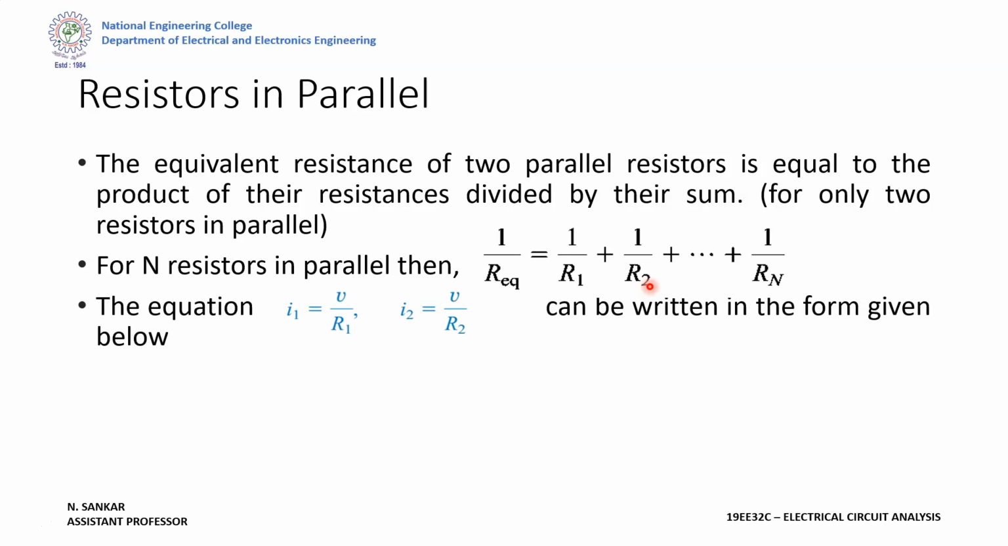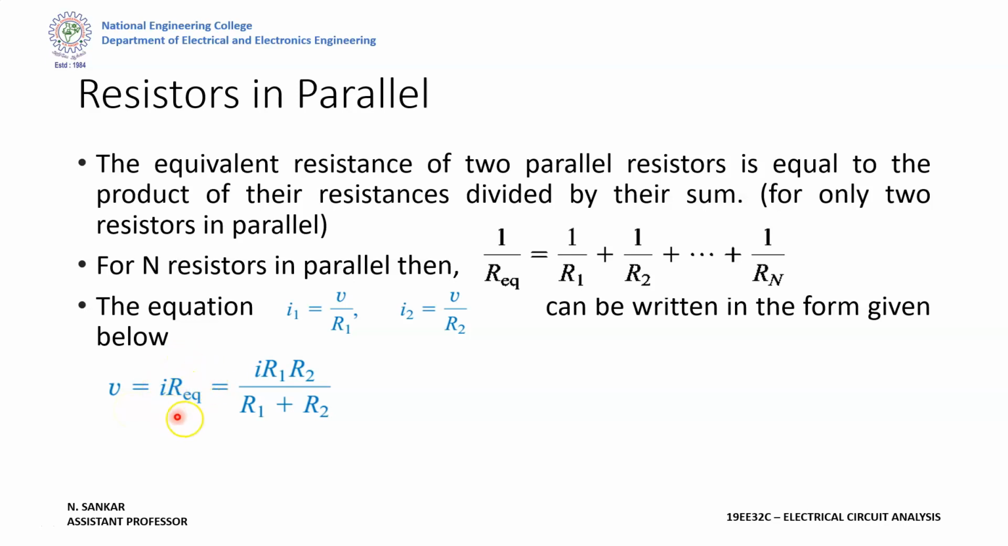Now, like what we did for resistance in series, here we know the values of I1 and I2. I1 is nothing but V by R1, and similarly I2 is nothing but V by R2. So which can be written like this. V is equal to IR as per your Ohm's law.